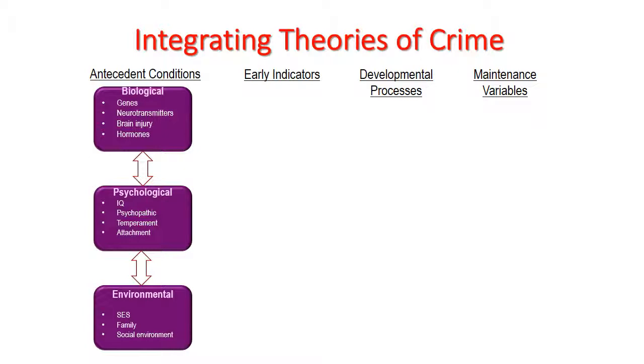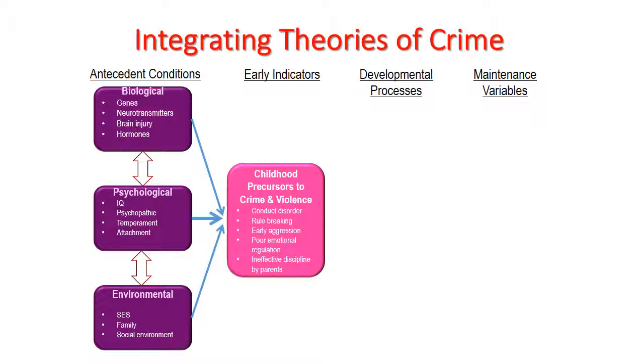Now, it's important to note that none of these three categories actually stand alone, but in fact, they interact with each other and influence each other in determining whether somebody is likely to show the childhood precursors to crime and violence. Some of the earliest indicators that somebody is likely to be involved in deviant behaviors later are listed here.